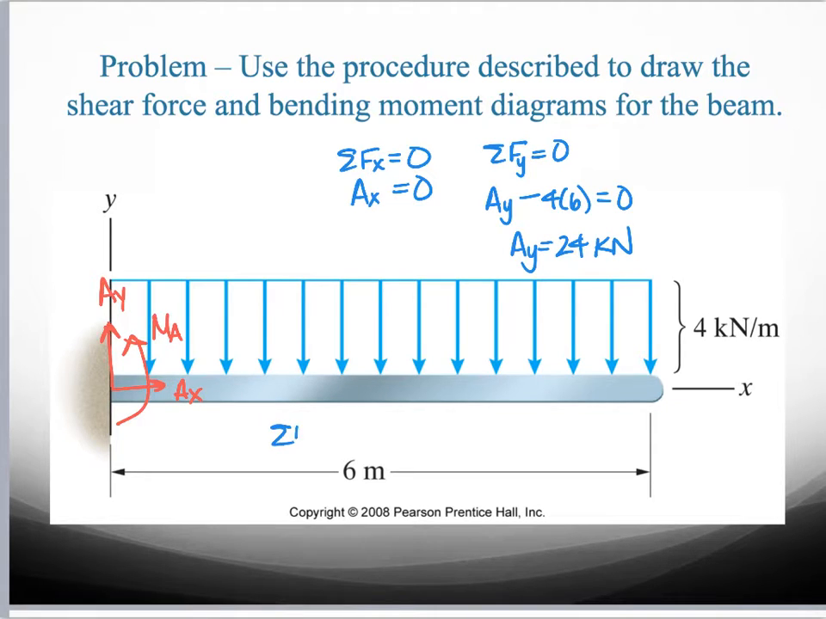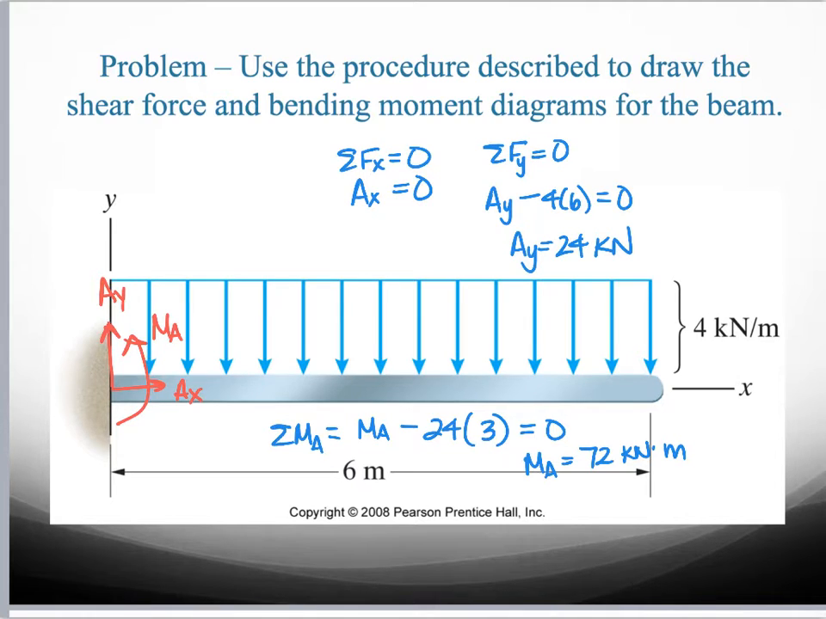Then I'm going to do the moment about point A. I have MA, which I drew as counterclockwise, so it's positive. Then we're going to have the moment due to the distributed load. It's going to be clockwise, so it's negative. It's 24 kilonewtons in all, and it's going to be halfway along the beam because it's just a rectangle, so that's going to be 3. So the support moment at the left-hand side is going to be 72 kilonewton meters.